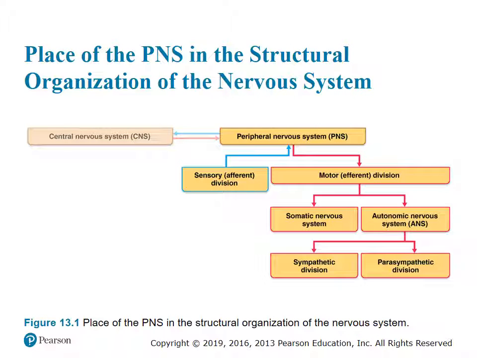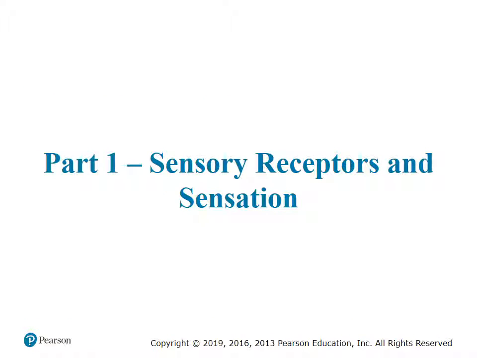So again, here's our breakdown. Here's the PNS and its two divisions, sensory and motor, and then the motor having somatic and autonomic, with sympathetic and parasympathetic, and that breakdown also. Okay, so again, this is part one. We'll talk about the receptors per se, and then the process.